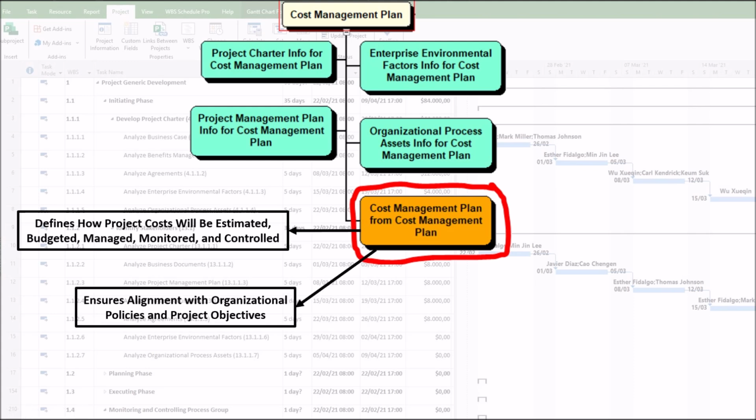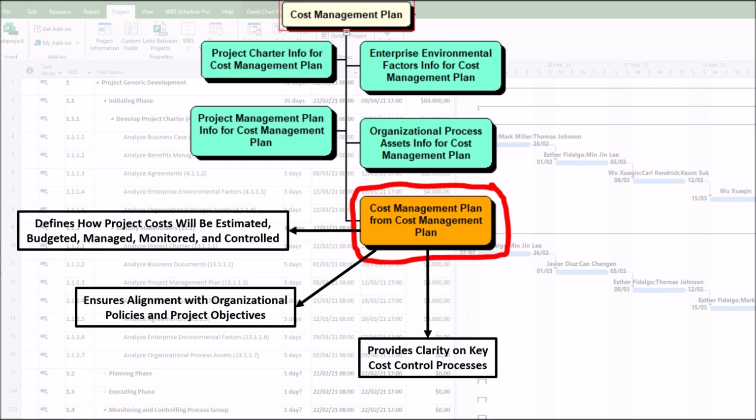2. Ensures alignment with organizational policies and project objectives. It aligns cost management practices with the organization's financial policies, accounting standards, and the project's overall objectives. This helps in securing stakeholder buy-in and maintaining financial discipline.